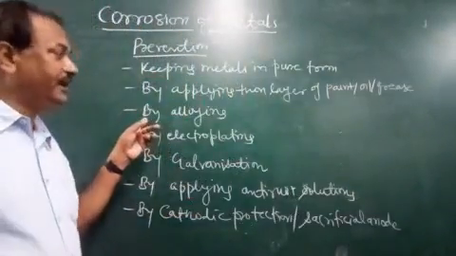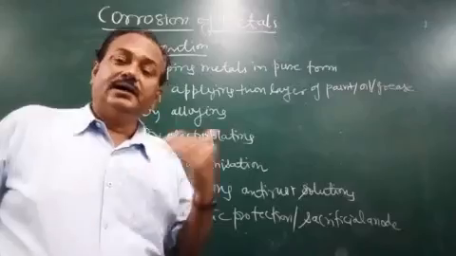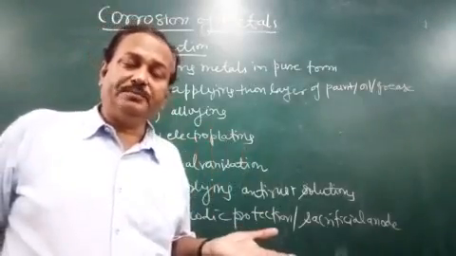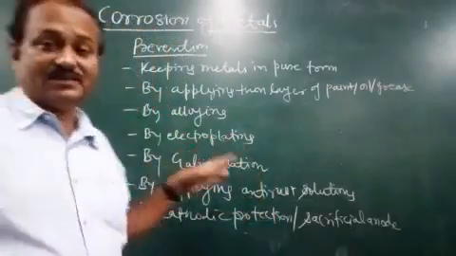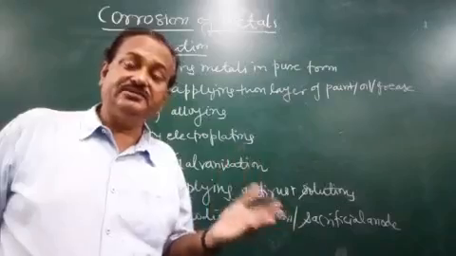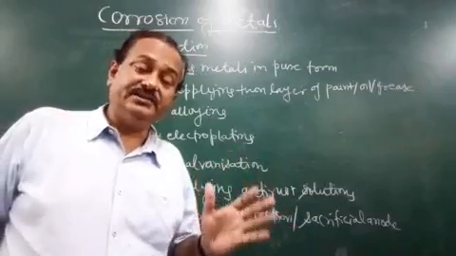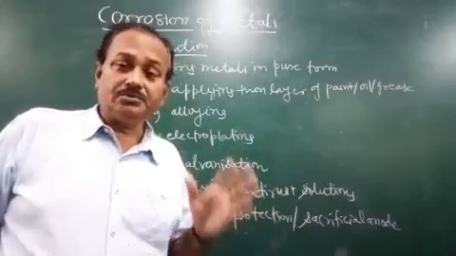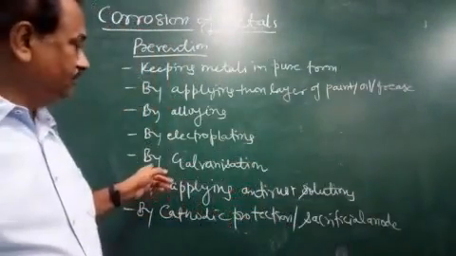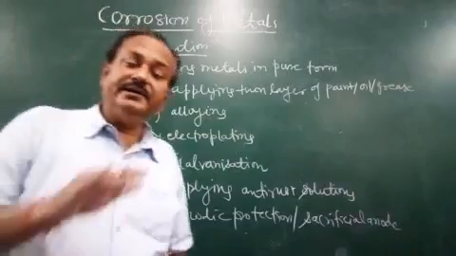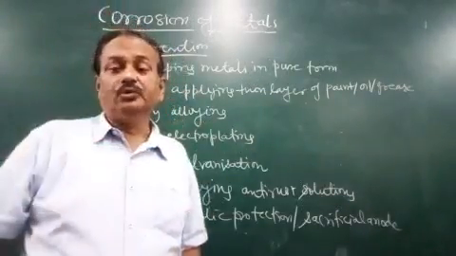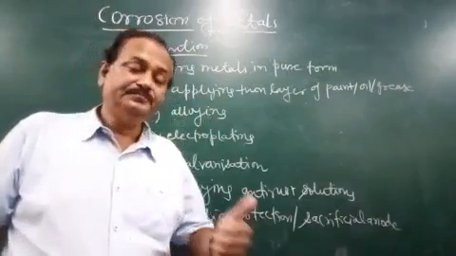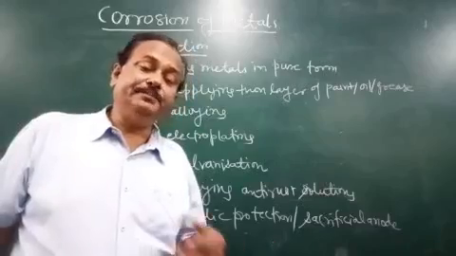Now third is by alloying. Alloys are the mixture of two or more metals, or some metals and non-metals. So alloys are stable, like brass, bronze, steel, German silver. They are alloys and they don't undergo corrosion. Now, by electroplating: in electroplating, a less reactive metal is applied on the more active metal, like gold can be deposited on silver.